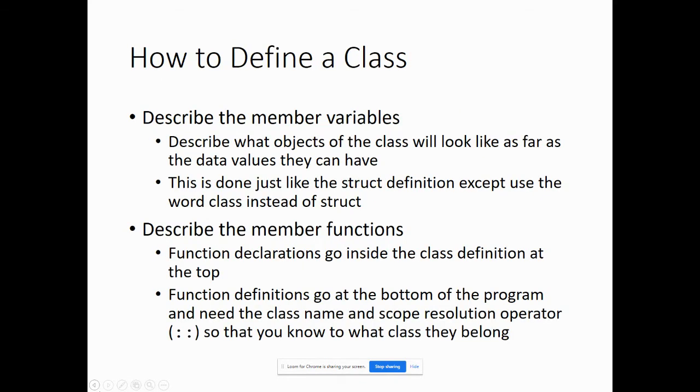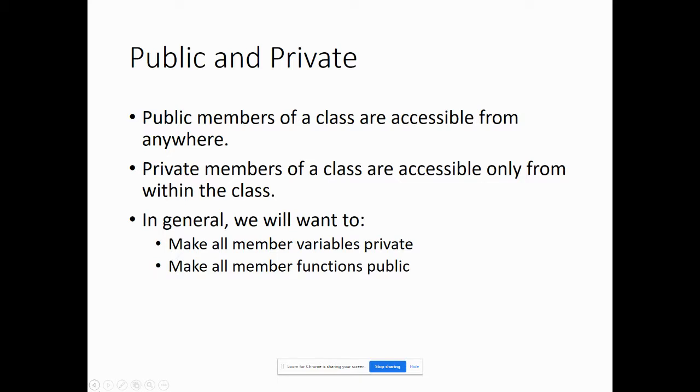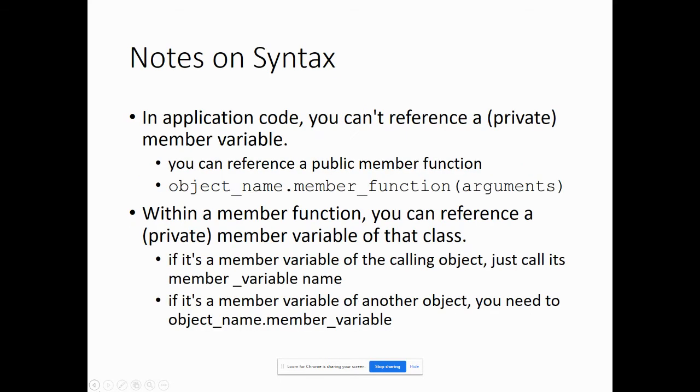We also have public and private, and later on we'll get to protected. Public members of a class are accessible from anywhere, whereas private members are accessible from only within the class. In general, we want to make the member variables private, but make the member functions public. And in application code, that is, inside main or a regular function, you can't reference a private member variable. You can reference a public member function. That's A-OK, and in fact, that's what we'll do. Within a member function, you can reference member variables that are private.